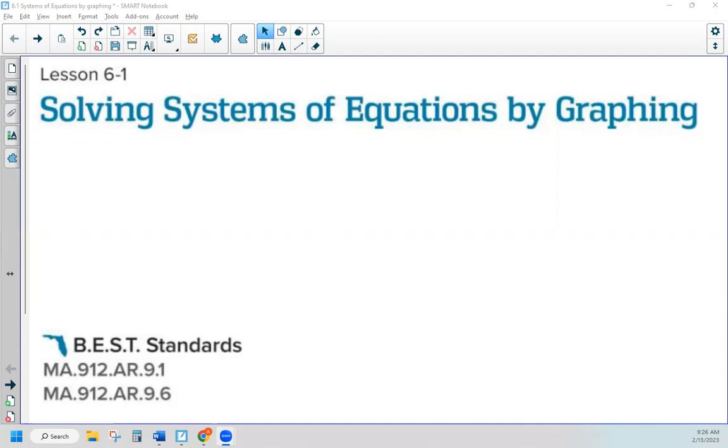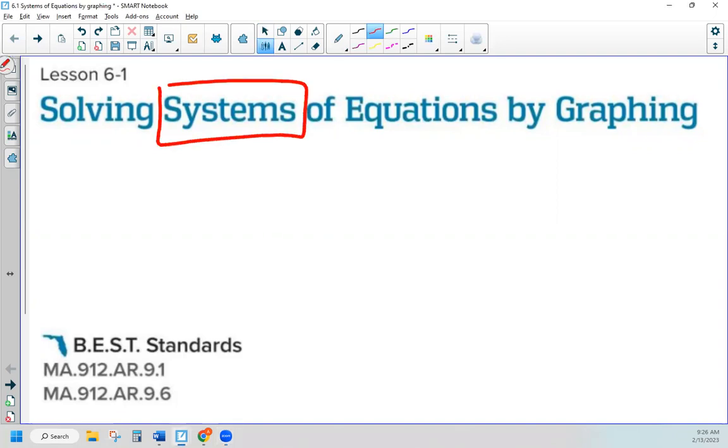Now, let's break down this title so we understand what we're talking about. This right here is going to be the new part. I'm going to box it in. What is a system? We already know that equations have an equal sign, and graphing would include the coordinate plane, for the most part, if we have x's and y's, which we will. So the equations that we're talking about are lines. We are going to be talking about linear equations, just lines.